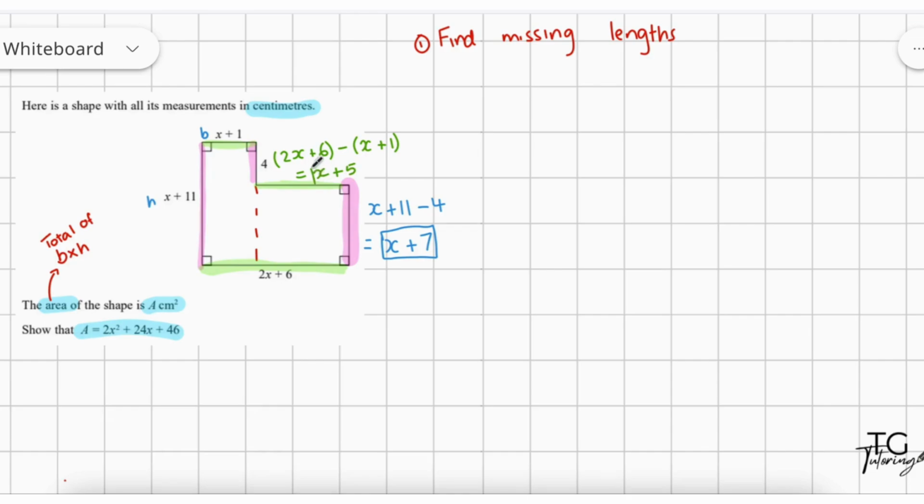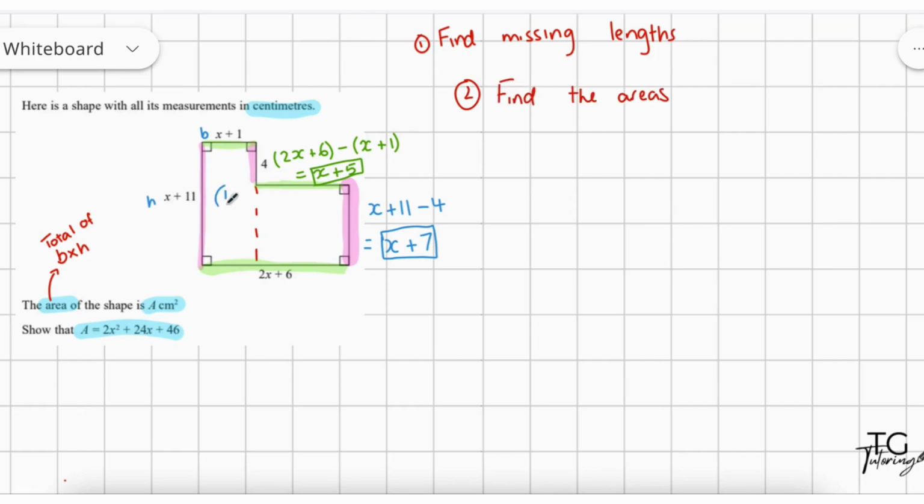So again, my brackets are really important because without the brackets you would end up adding 1 and we should be subtracting 1 because we're taking away x plus 1 as a complete thing. So now I've got my missing lengths, so I can move on to step number 2, find the individual areas.